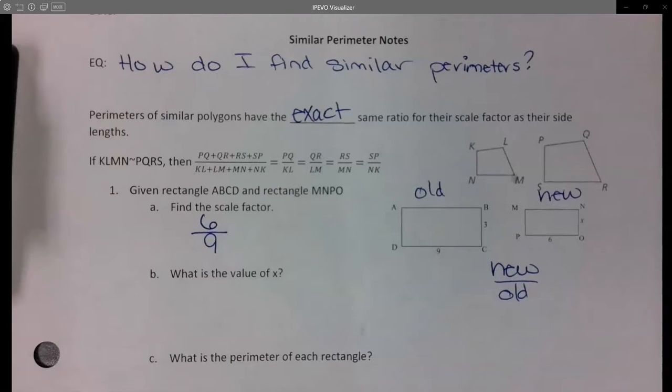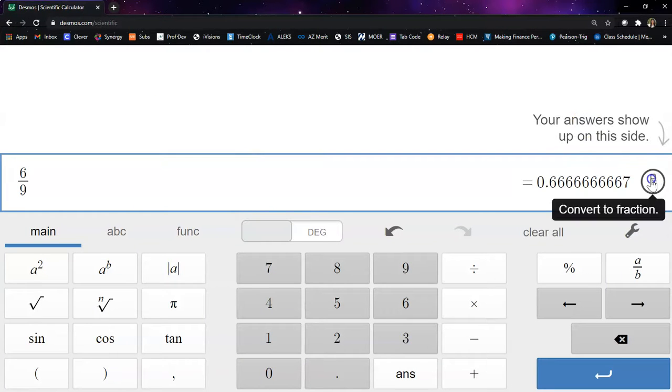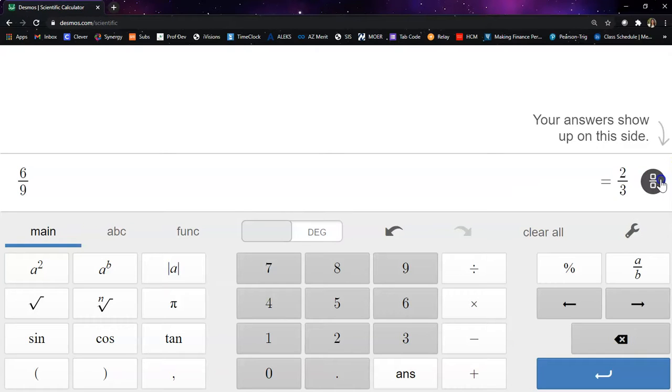Okay, so what I can do is I can check to see if I can simplify this. So I'm going to go to Desmos calculator. Do 6 divided by 9. And then you see the square over square button in the circle. If I click it, it turns it back into a simplified fraction for me. So it gives me 2/3 as my scale factor.